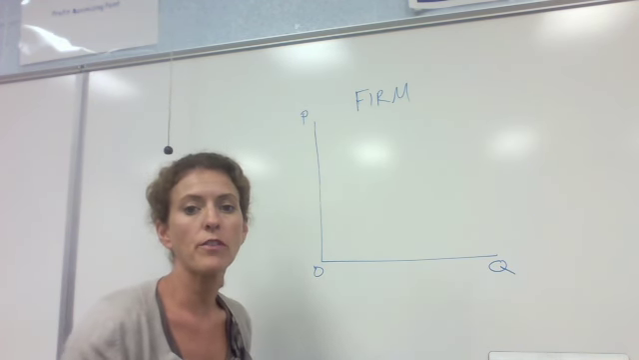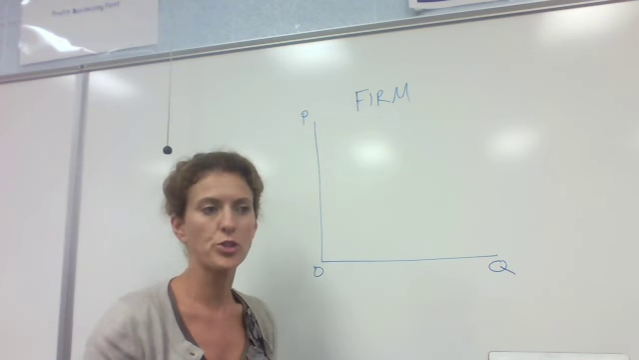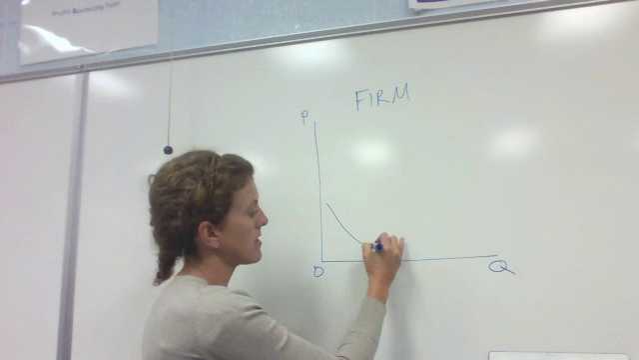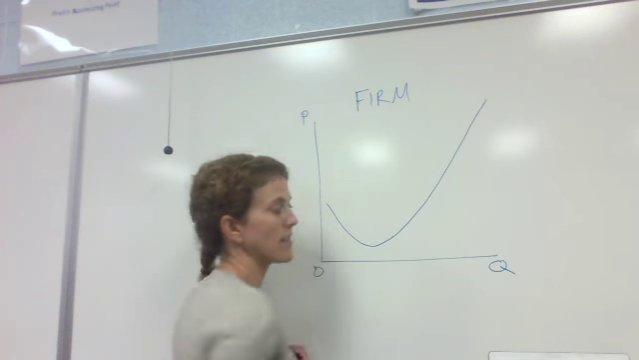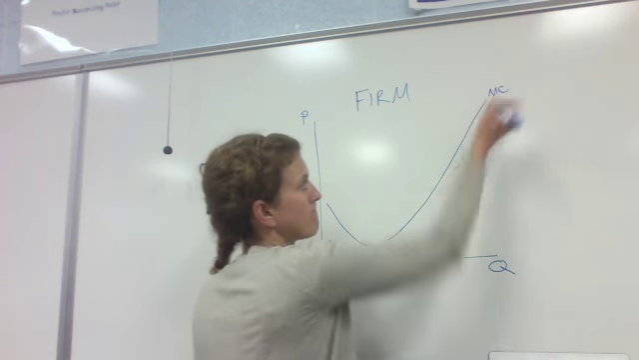The first curve that we'll draw is a marginal cost curve. The marginal cost curve looks like a Nike swoosh. It quickly descends and then it quickly ascends or goes up. Out to the right of this, we'll label this marginal cost.